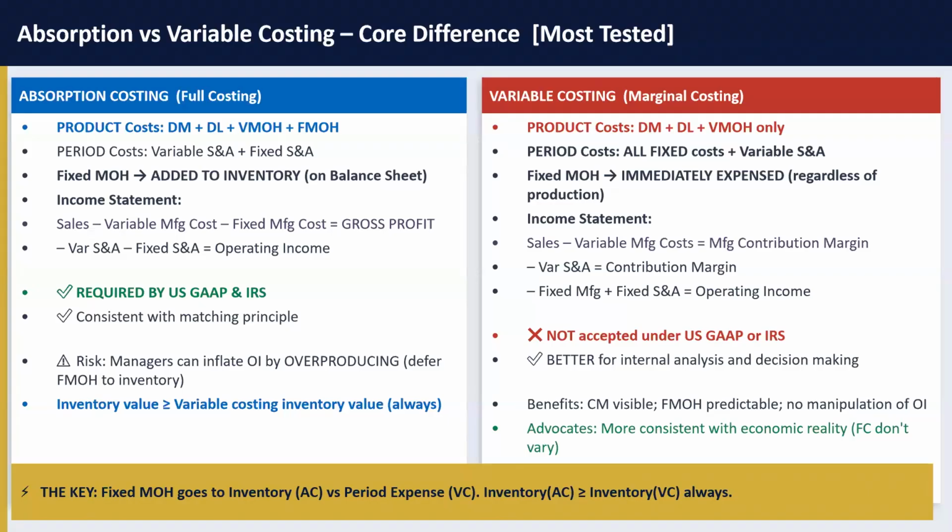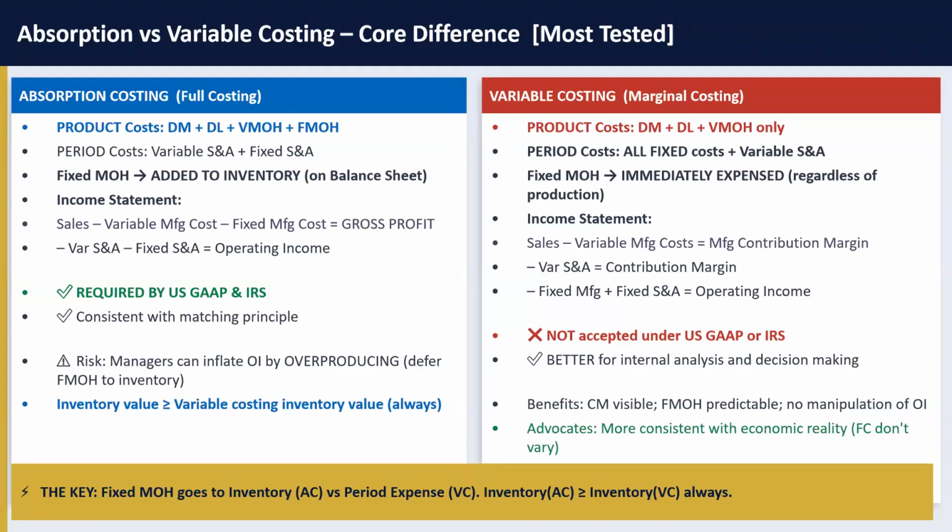Now, from an exam perspective, what you need to remember is that inventory value in absorption costing will always be greater than or at least equal to the inventory value under variable costing. You know the reason? In your inventory values, you are considering 4 costs in absorption costing and only 3 costs in variable costing. That is why this distinction takes place.